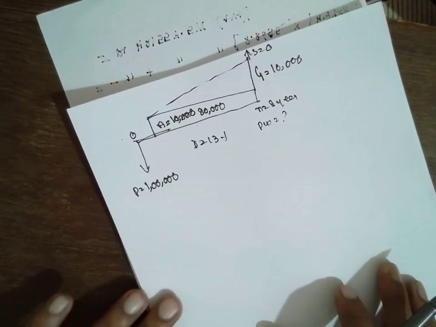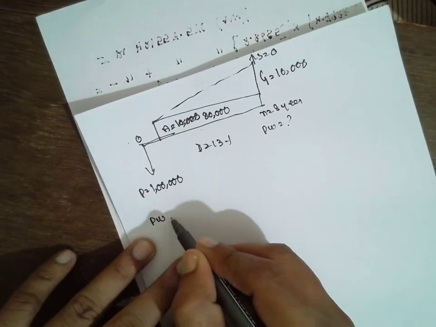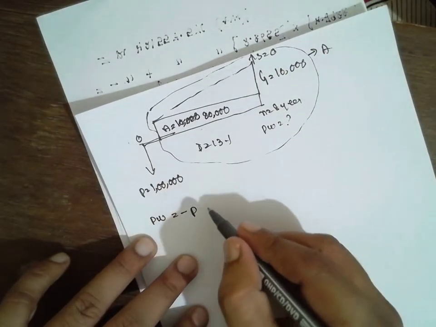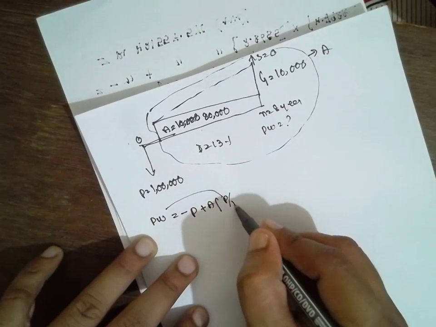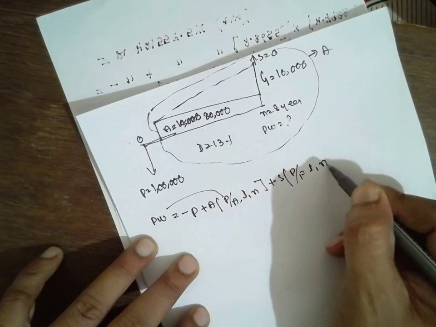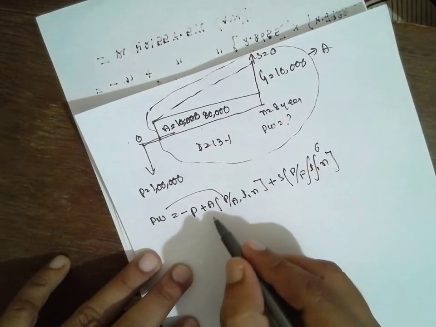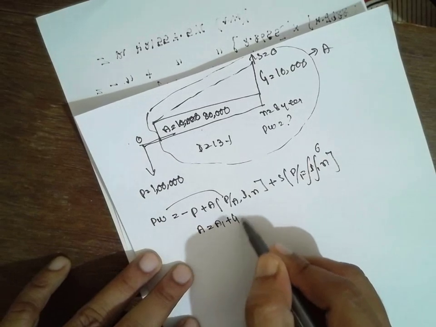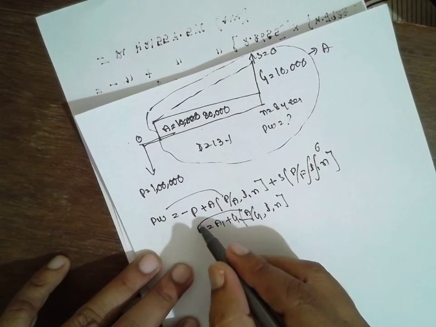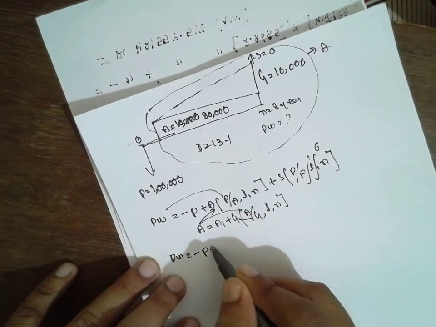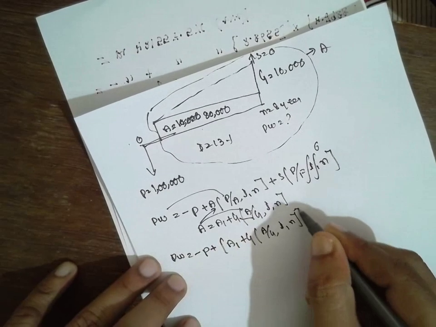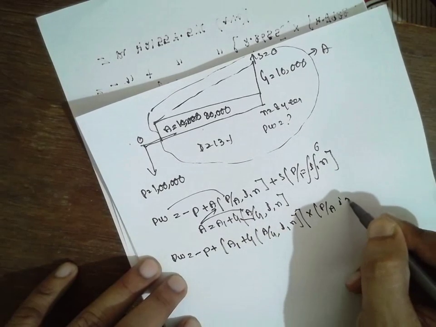Now, the formula for this one is PW equals minus P, plus A, plus the salvage times P by F I comma N, which is entirely 0. Now A is nothing but A1 plus G, A by G, I comma N. Substitute this value here: PW equals minus P plus A1 plus G, A by G, I comma N into P by A, I comma N. Substitute the values.